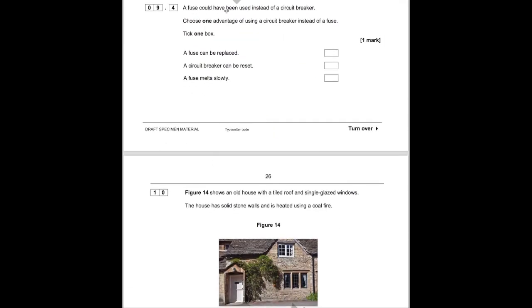A fuse could have been used instead of a circuit breaker. Choose one advantage of using a circuit breaker instead of a fuse. A fuse can be replaced. That's not an advantage. That's an inconvenience. A circuit breaker can be reset, yes. You don't need to change it. You just press the button on it and it'll reset it.